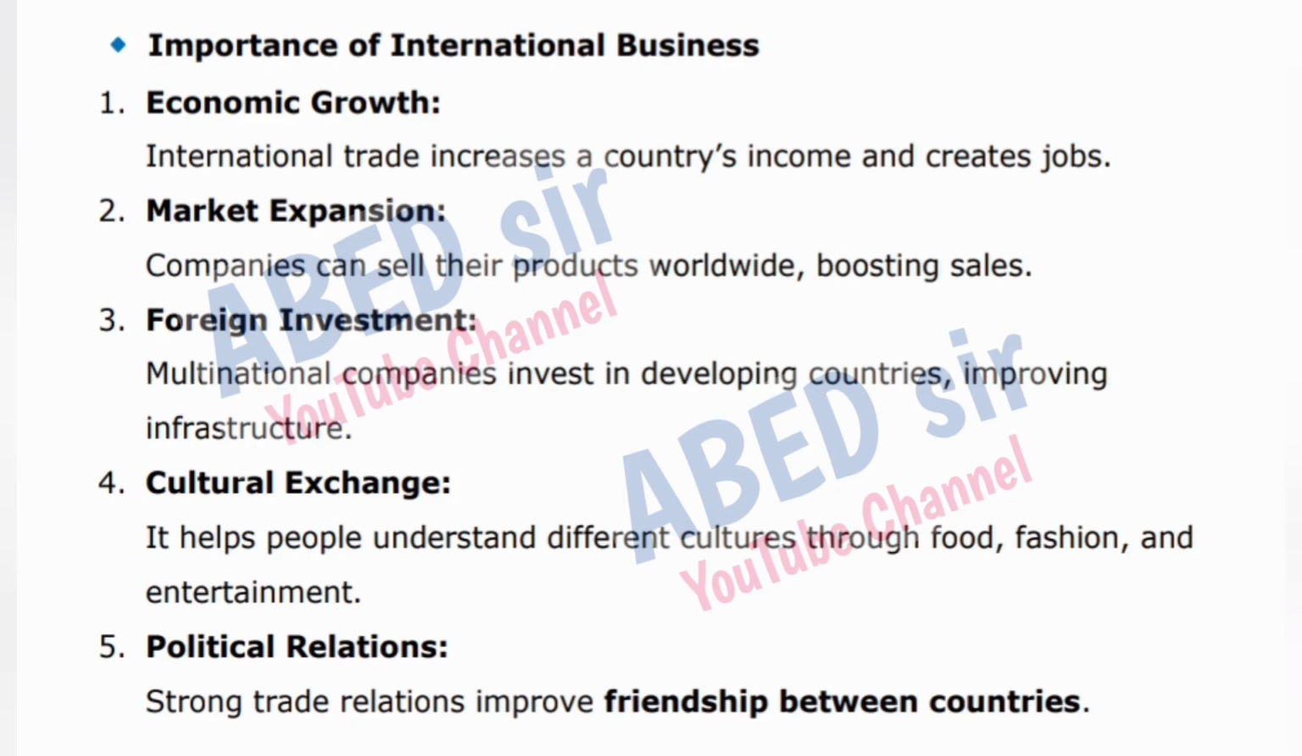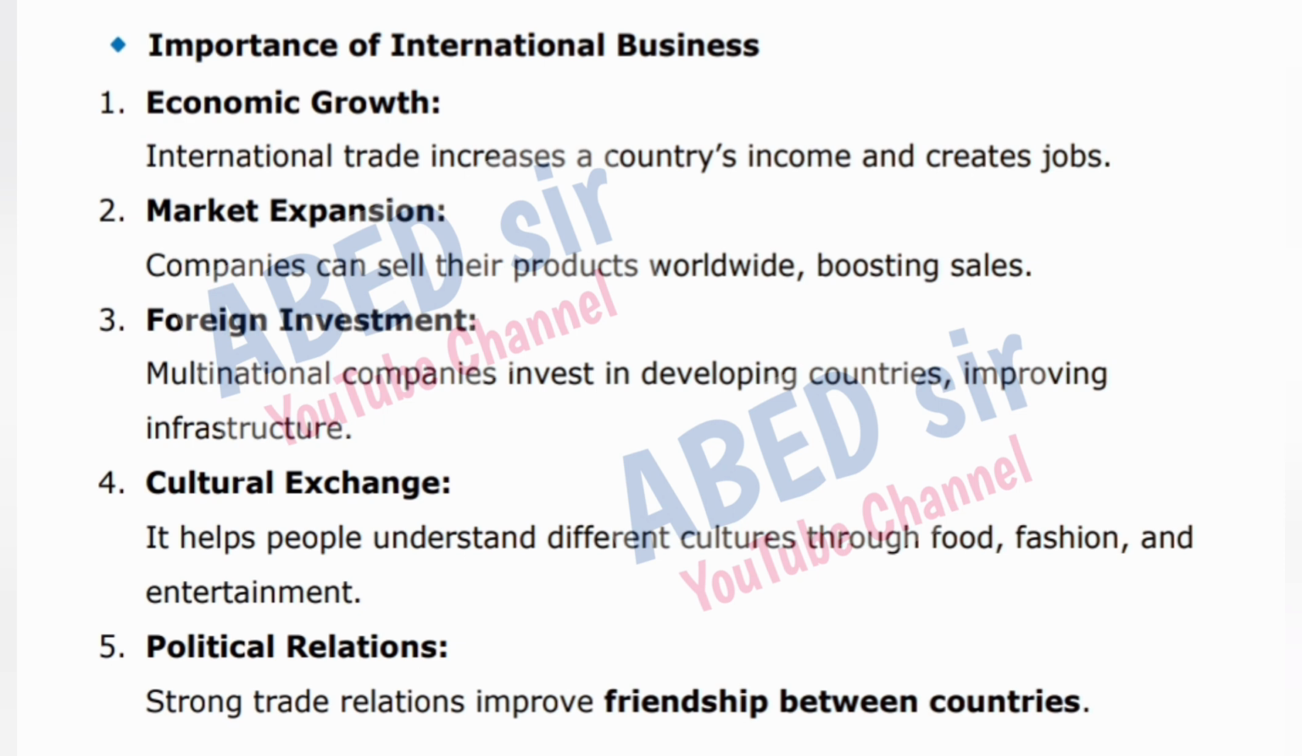Importance of international business. 1. Economic growth. International trade increases a country's income and creates jobs. 2. Market expansion. Companies can sell their products worldwide, boosting sales. 3. Foreign investment. Multinational companies invest in developing countries, improving infrastructure.